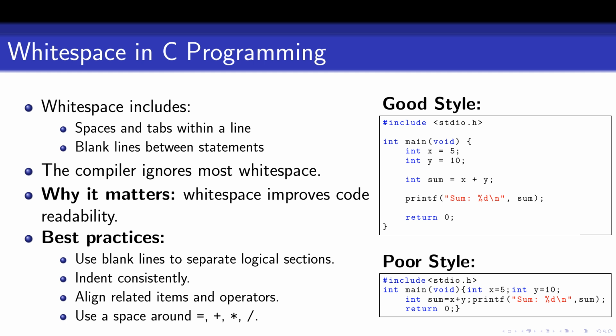It's also helpful to align operators and variable declarations, and to put spaces around operators like equals, plus, and asterisk. These small stylistic choices make your code much more approachable, especially in team settings. While there's no single correct style, being consistent and intentional with your formatting is what matters most. Clean, well-formatted code not only looks professional, but also reduces the chance of making errors during development.